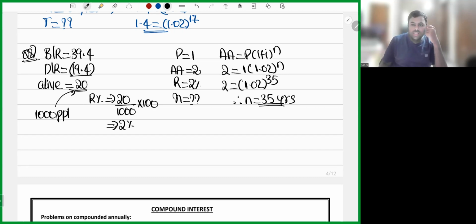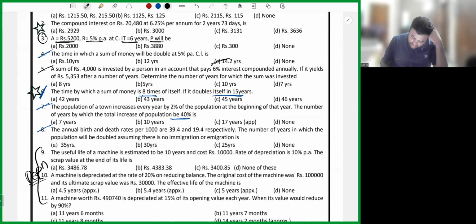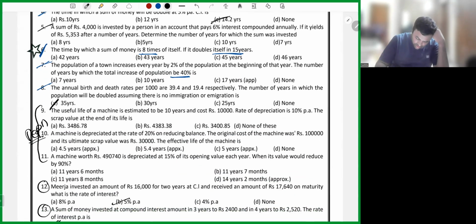Sir, I don't want to do all these things. I want the exact answer. Simply do one thing: apply log on both sides. You are scared, but there's nothing to be scared of. Simple sum. 35 years. Fine, everybody.